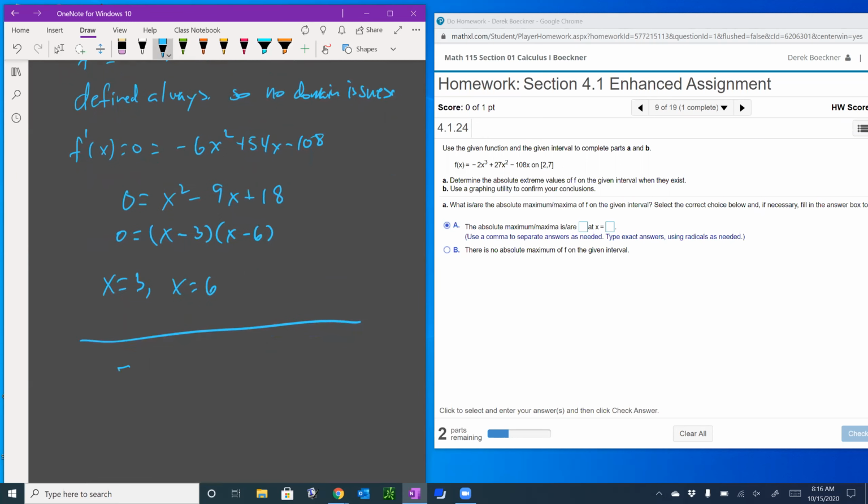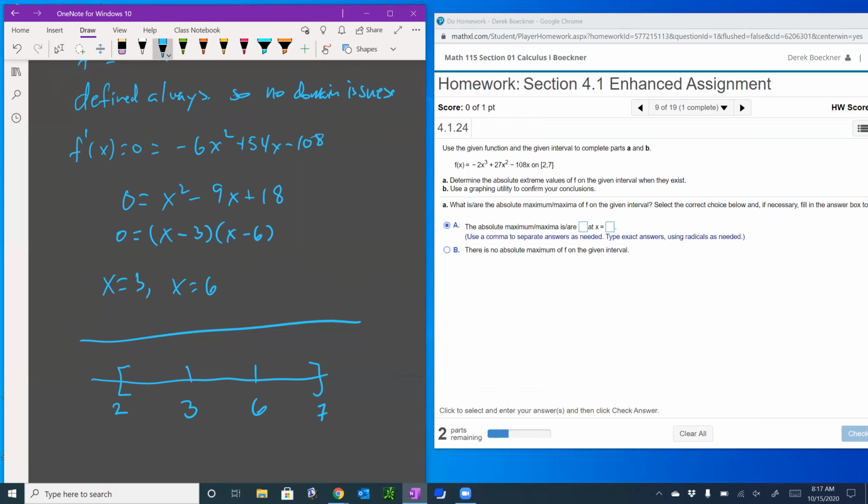I have to look at 2, 7, 3, and 6. Right? Those are my possible critical values. And I want the absolute max or the min, so I'm just going to plug in all 4. Hang on. Let's do just a little bit more so that I don't actually have to plug in all 4, and we'll do it a little easier.